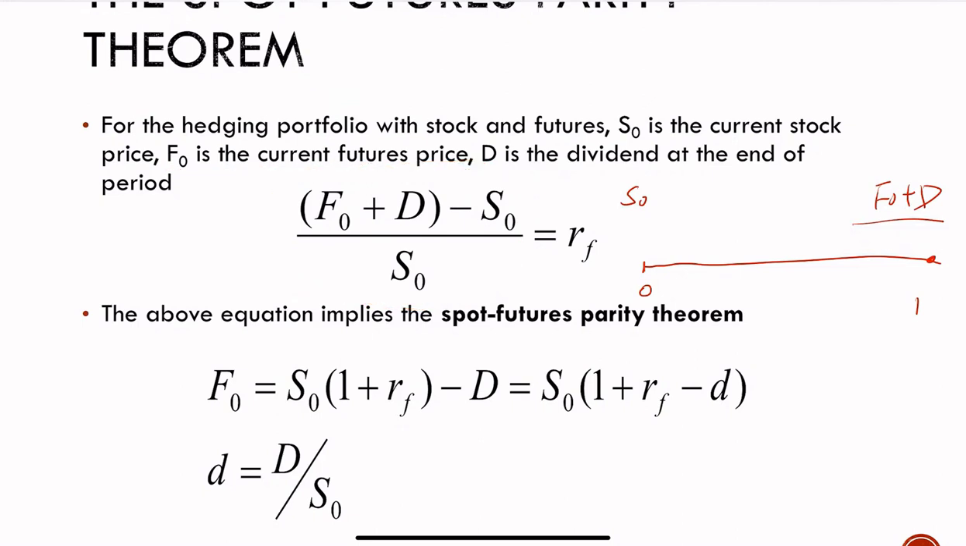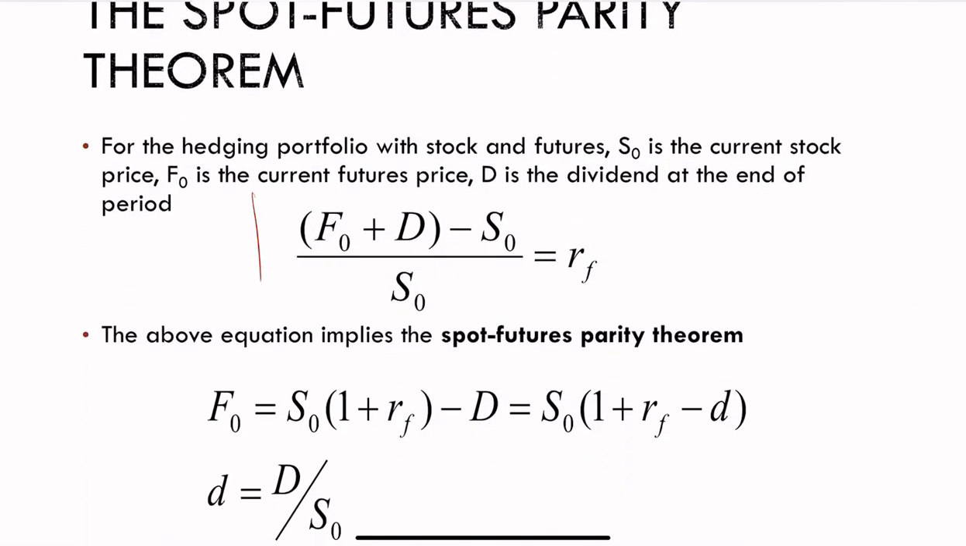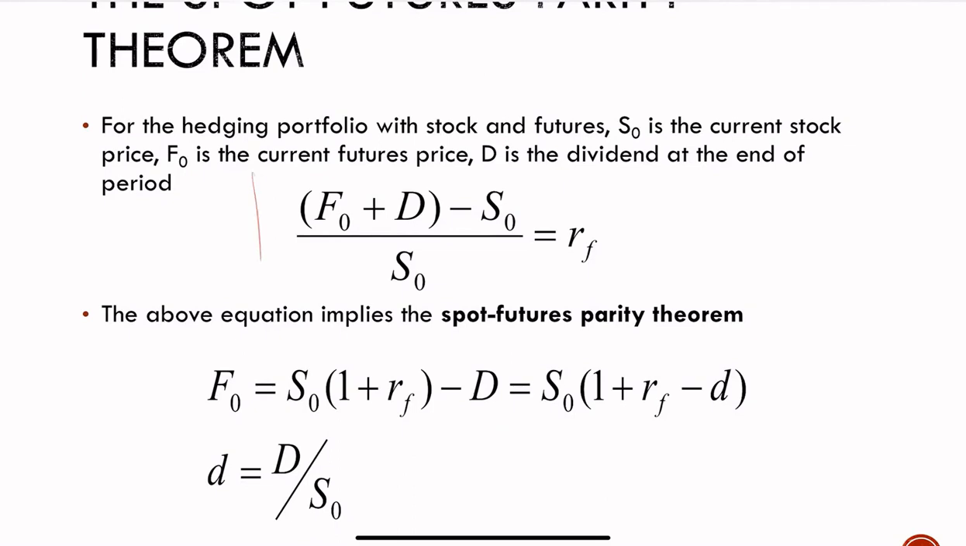So now we will get this formula, and clearly you can manipulate this formula. So basically, this formula implies F0 plus D minus S0 equals S0 times RF.